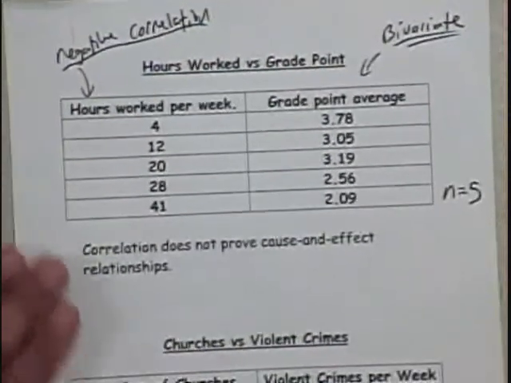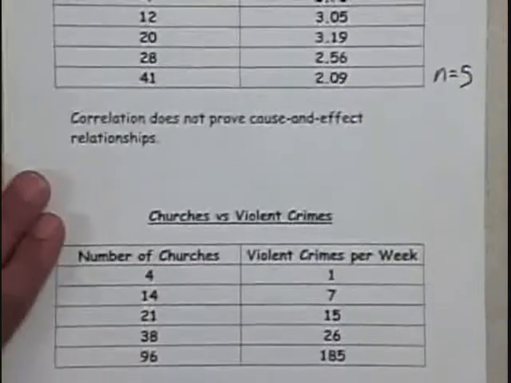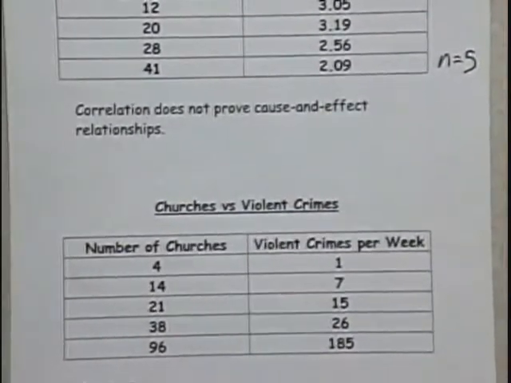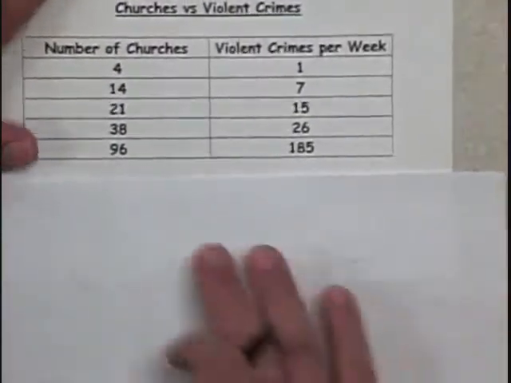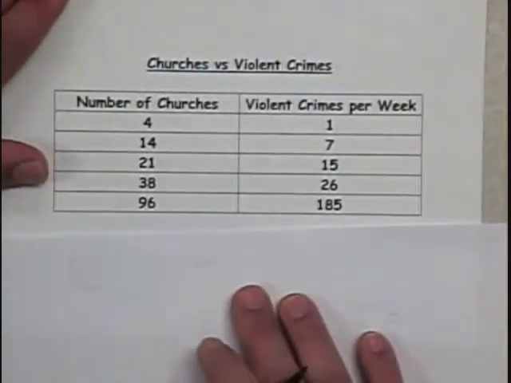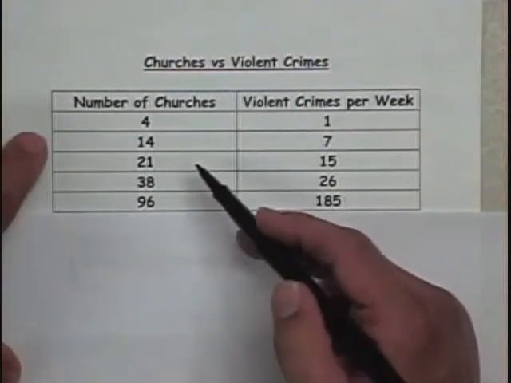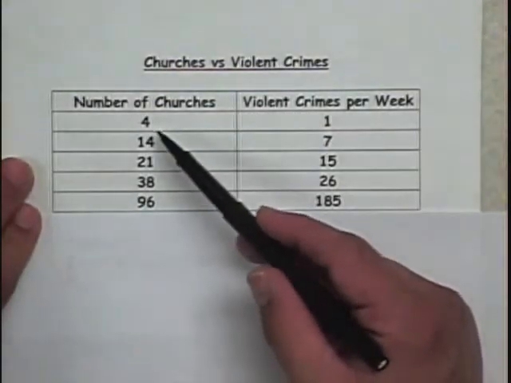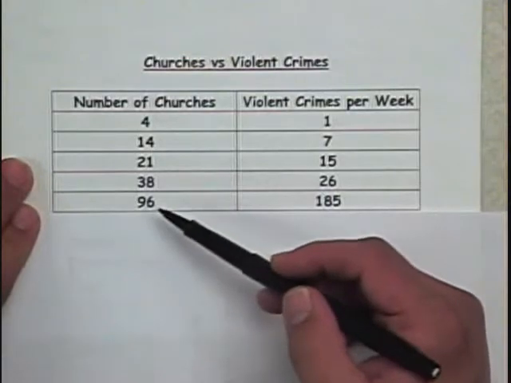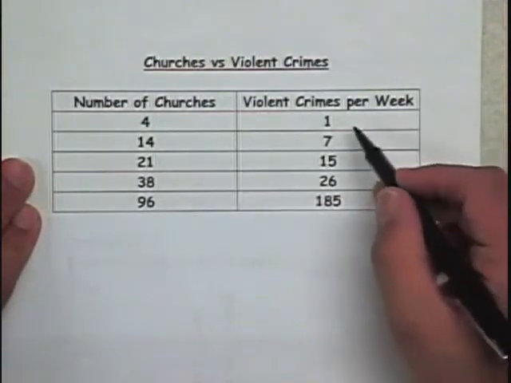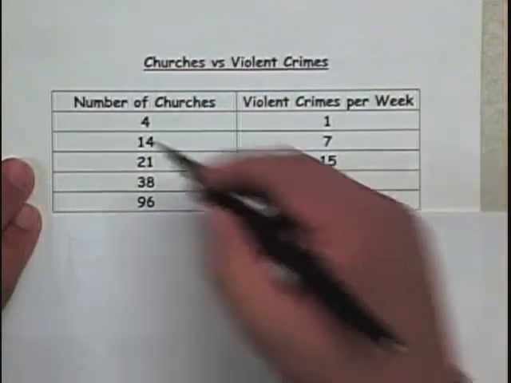Now this next example helps illustrate that. Okay? So let me move this up. I want to cover this here. So this is a researcher, and he's interested in whether there's a relationship between the number of churches in a city and the number of violent crimes. Okay, so he takes a sample of 5 cities, and it seems as the number of churches increases, the number of violent crimes is also increasing.